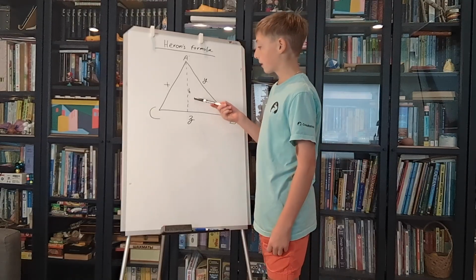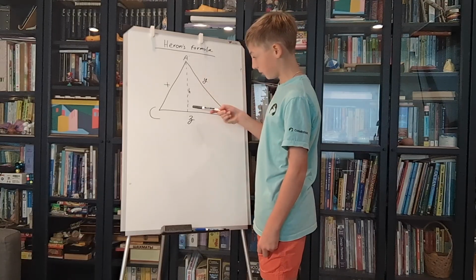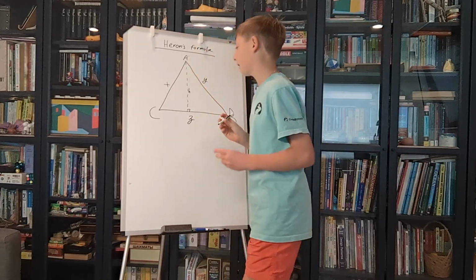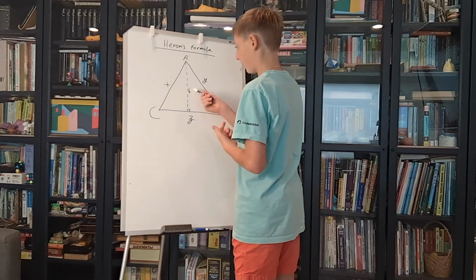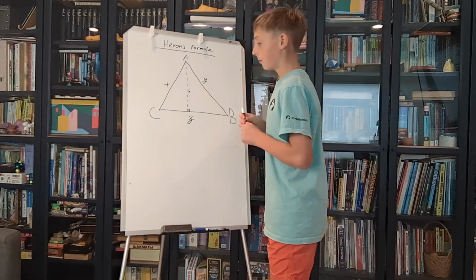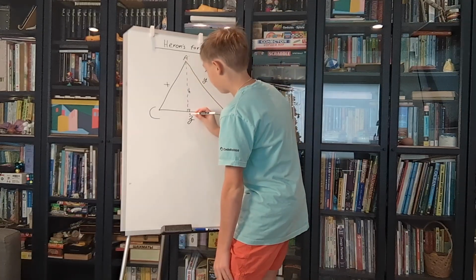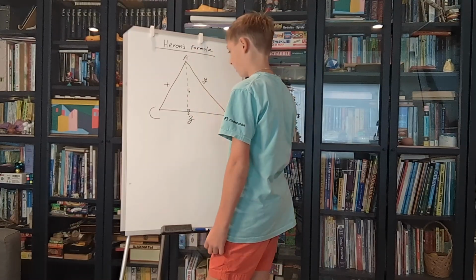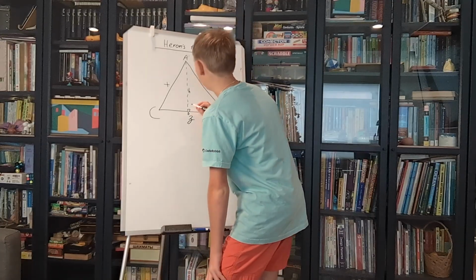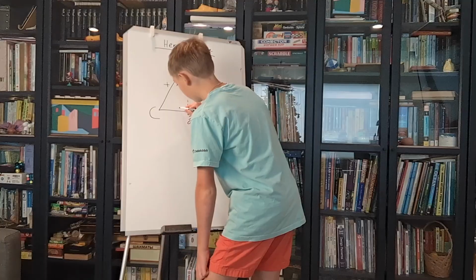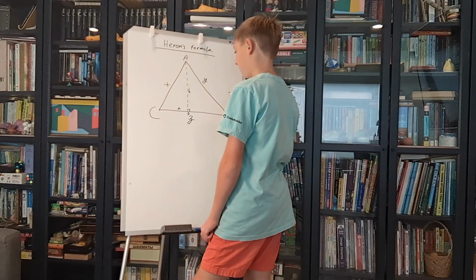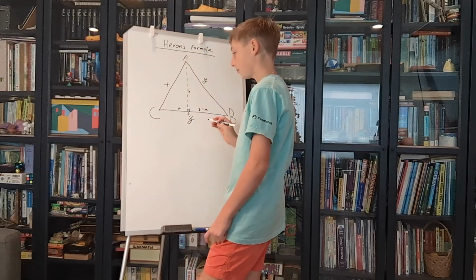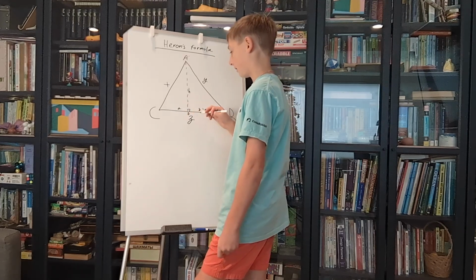So we're going to draw the altitude from CB to A, 90-degree angle, and we'll let the height be H. And then we're going to let this be point D, where the altitude meets CB, and then CD will be A, and DB will be Z minus A. So Z minus A plus A is equal to Z.